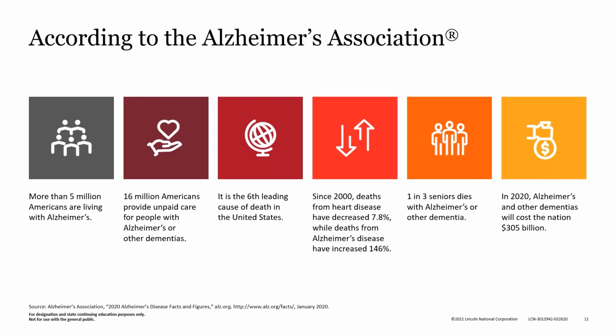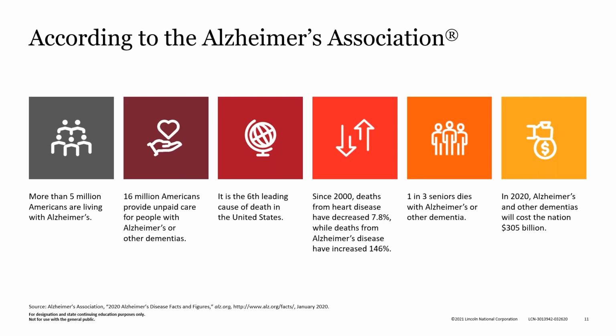These are all from January of 2020, last year. One, right now, more than 5 million Americans are living with Alzheimer's. Secondly, 16 million Americans provide unpaid care for people with Alzheimer's or other forms of dementia. It's currently the 6th leading cause of death in the United States. And this is startling to me. Since 2000, deaths from heart disease have decreased 7.8%, so almost 8%, while deaths from Alzheimer's have increased 146%.